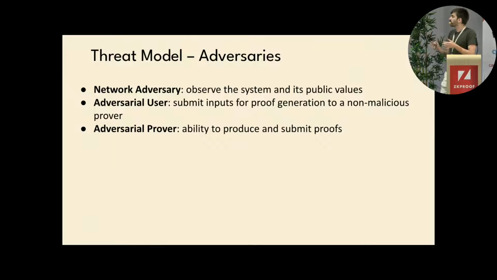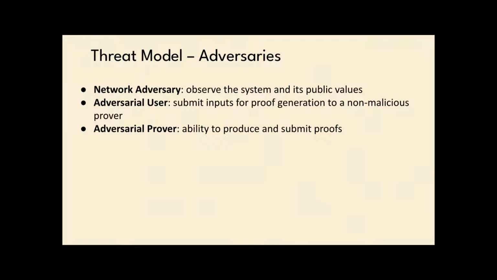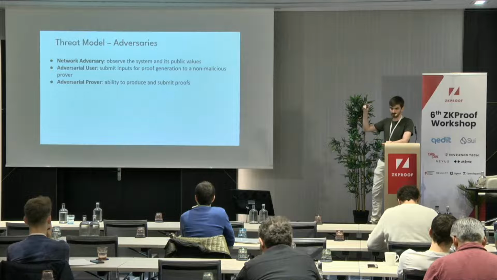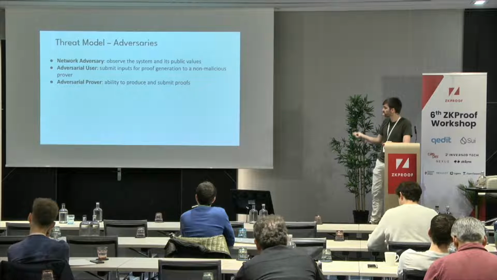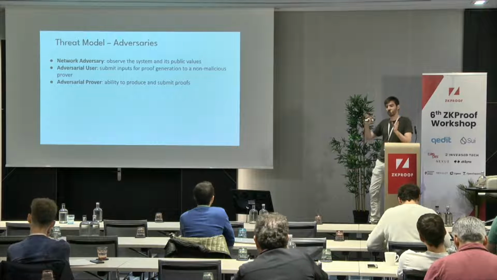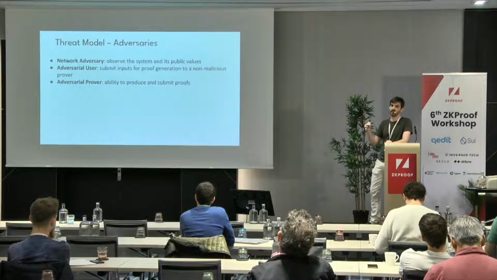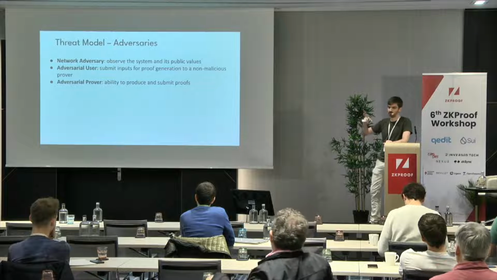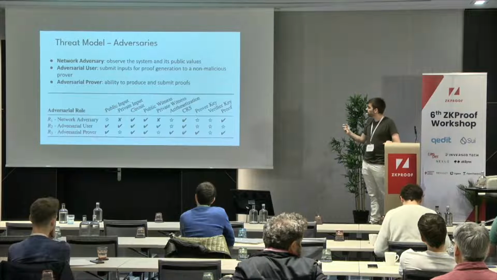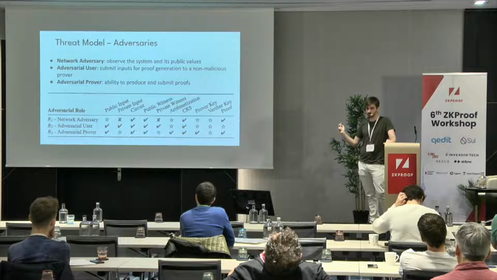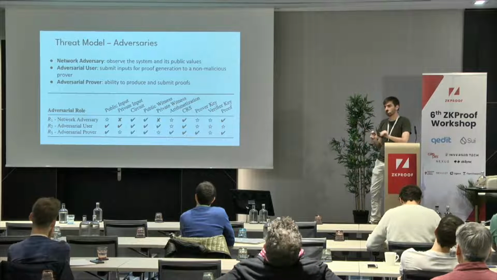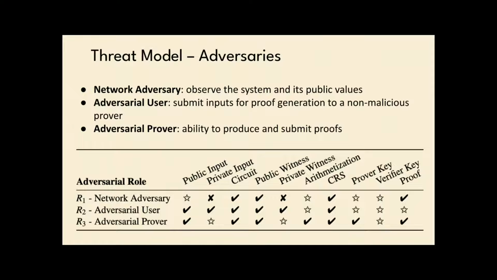The adversary we want to be safe against is the adversarial prover that has the ability to produce and submit proofs. So he can exploit any bug that might happen in any part of our stack. Maybe another more advanced adversary is one that also has access to some part of the trusted setup ceremony. And in our paper, we provide a table where we describe all the capabilities of different adversaries, and you can find more there.